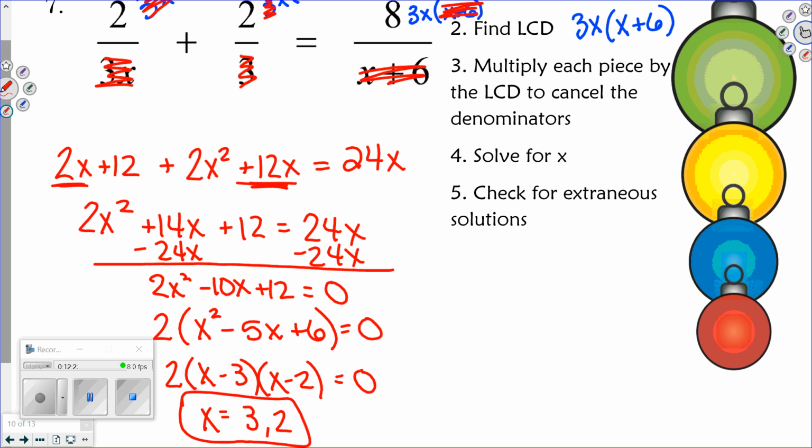Set the denominator equal to 0. In this case, look at your LCD. Set it equal to 0 and solve. That's seriously all I'm doing. I'm solving the denominators.